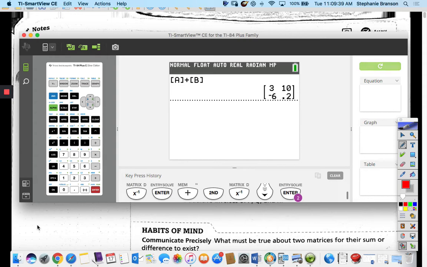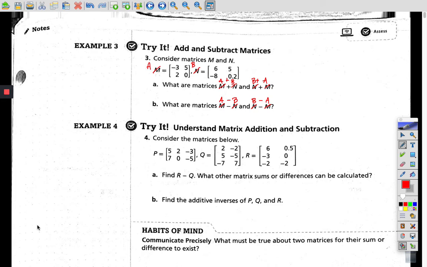So when we added together A plus B, we got 3, 10, negative 6, and 0.2. I know there's not hardly any room for you guys, so I wrote mine up here. A plus B, I got 3, 10, negative 6, and 0.2.